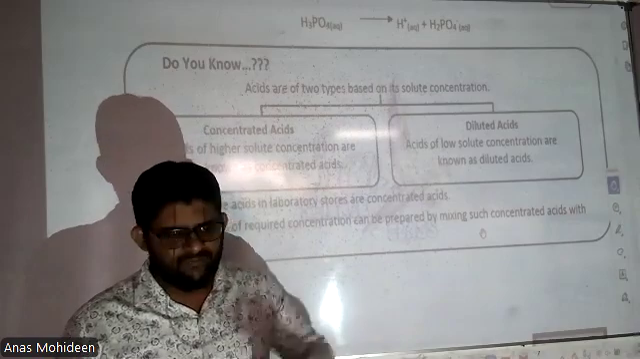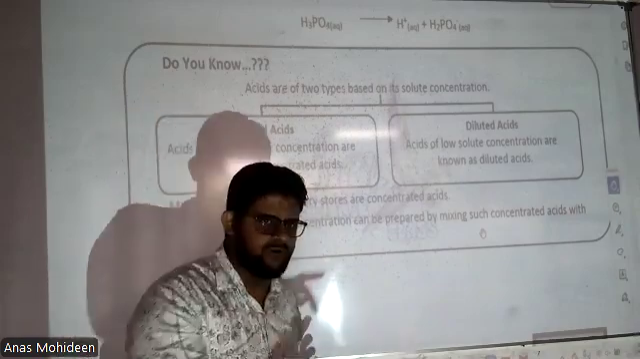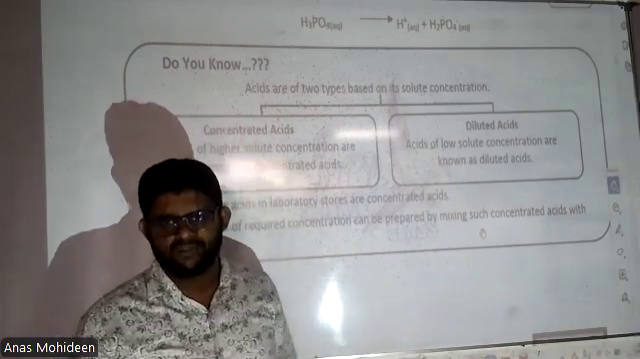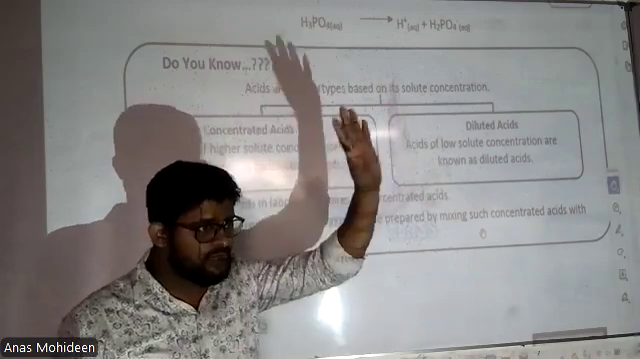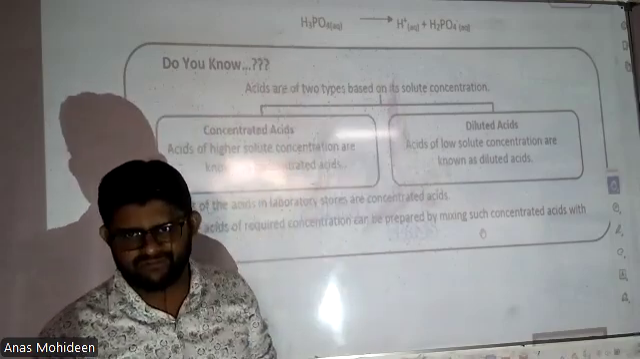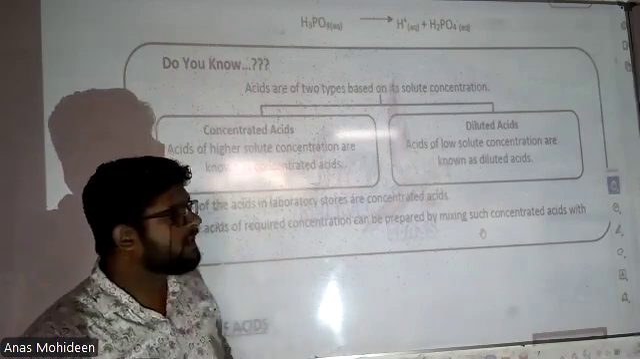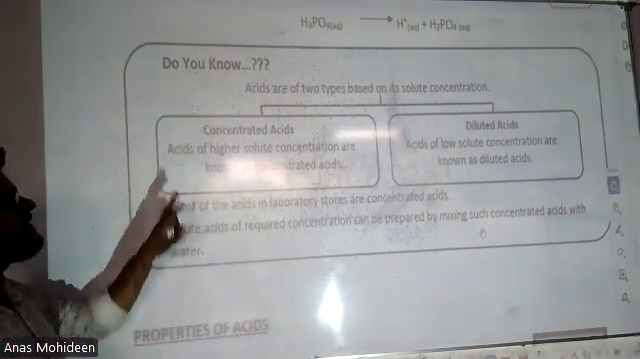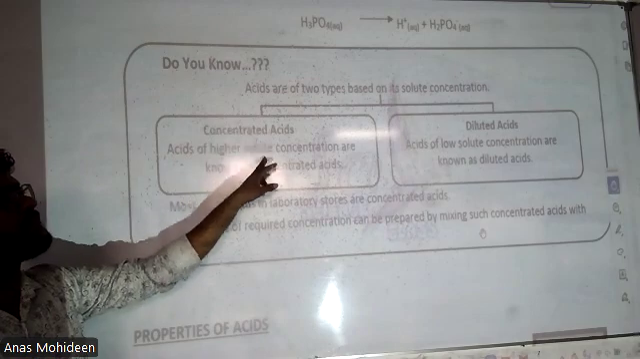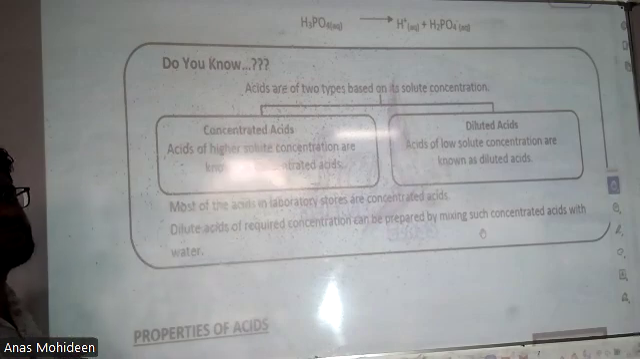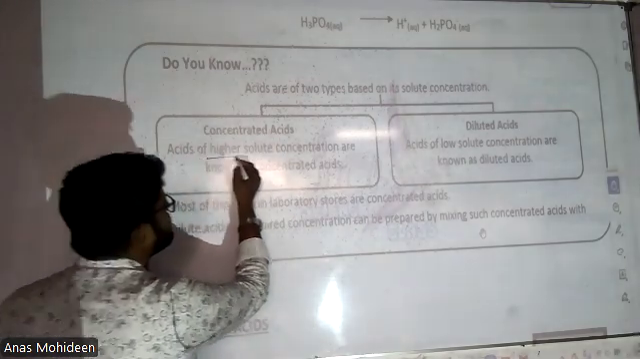So concentrated acids and bases are what we are having. As per our requirement, whatever level you want to prepare, you have to add water. Those preparations and all the steps you have learned in unit 3 under mixtures. You have to refer to them. So anyhow, acids of higher solute concentration are known as concentrated acids. Higher solute concentration.